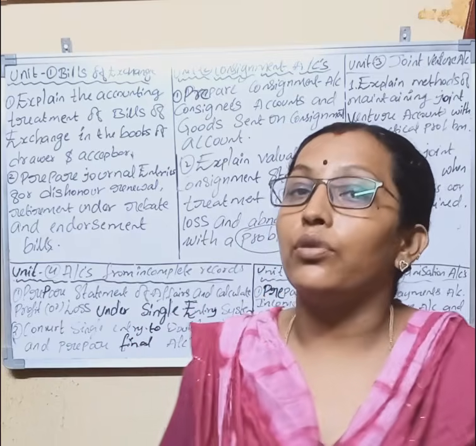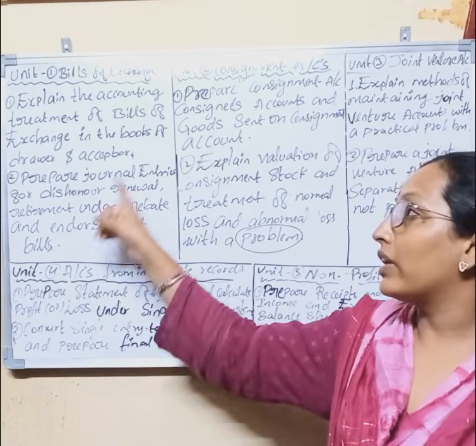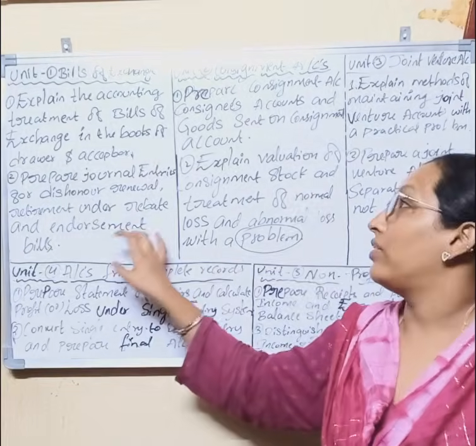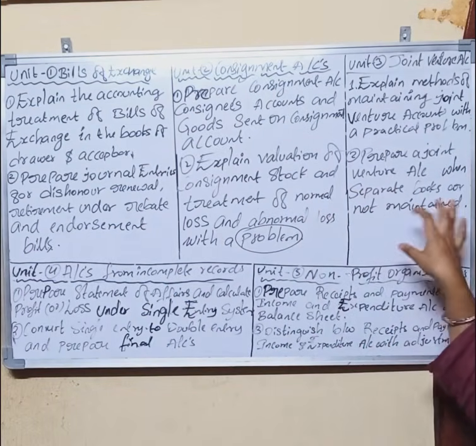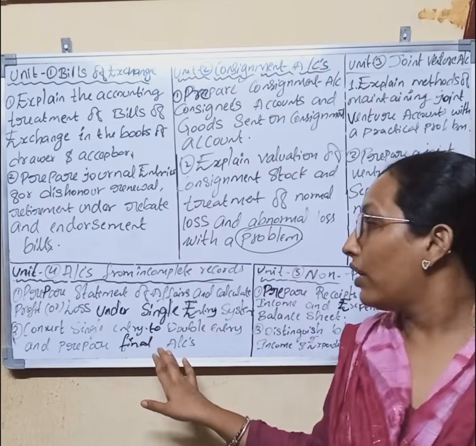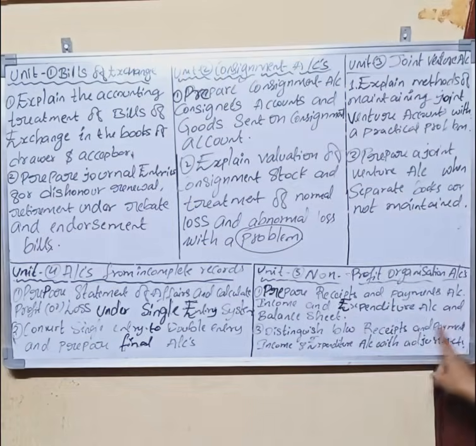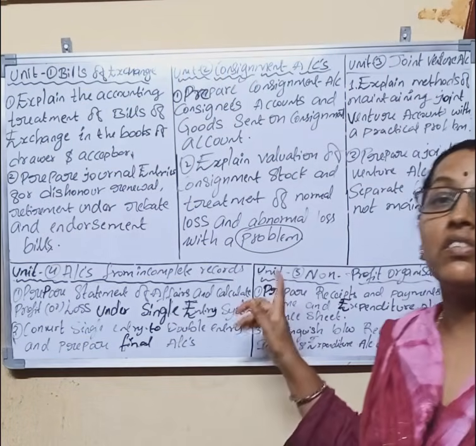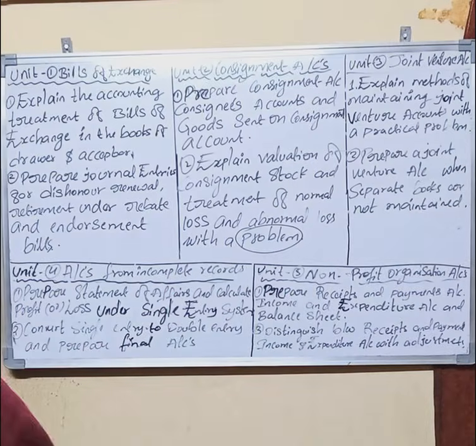So completely if you observe, we have five units. Unit 1 is all about the bills of exchange, Unit 2 is all about the consignment accounts, Unit 3 is all about the joint venture account, Unit 4 is all about the accounts from incomplete records, and Unit 5 is all about the non-profit organization. Please take a screenshot. Again, let's discuss this briefly.